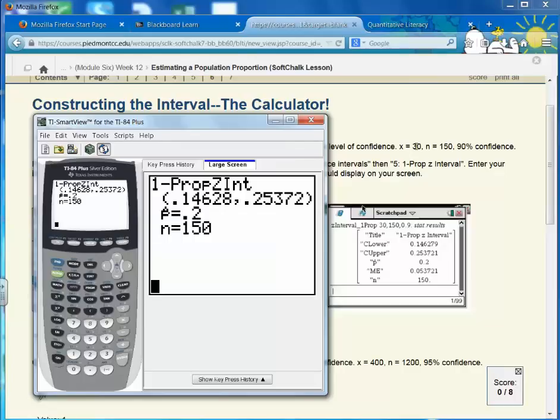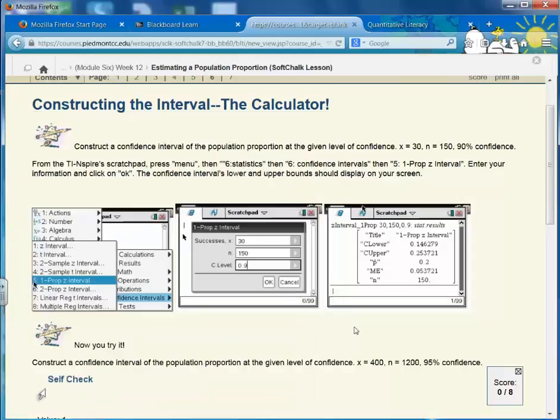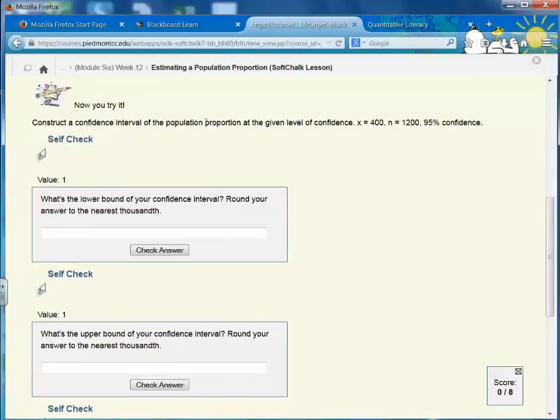So where a point estimate would take 30 and divide by 150 and get 0.2, you'll see that the 0.2 is caught in this interval, but the interval extends it. It goes a little to the left of 0.2 and a little to the right of 0.2. So it gives us a range, a way of estimating what the population parameter might really be. Okay, in the rest of the lesson here, you're asked to do one of these on your own. And we have a confidence interval that we want to construct for the proportion. And here's the information that we have for the sample, that 400 out of 1,200 people in the sample have the characteristic that we're interested in.